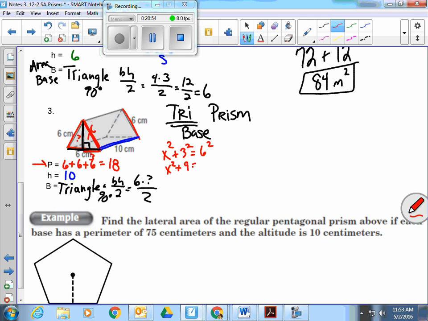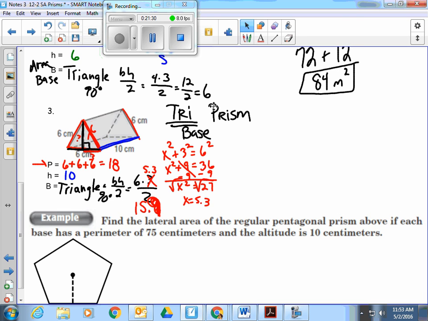X squared plus 9 equals 36. Subtract the 9. So x squared equals, what is that, 27? So x equals 5.3. So this number right here is 5.3. So what is 6 times 5.3 divided by 2? Is it 15.6? 15.9? Sorry. 15.9.